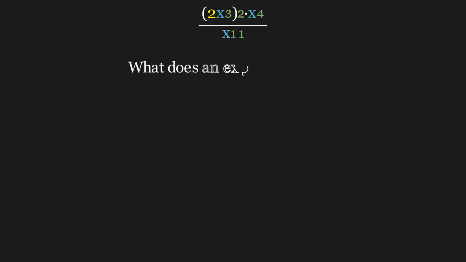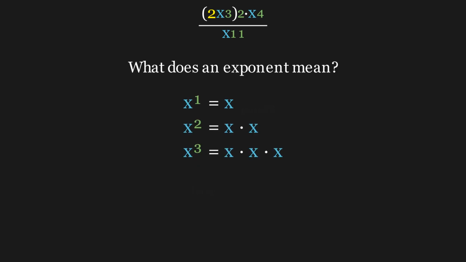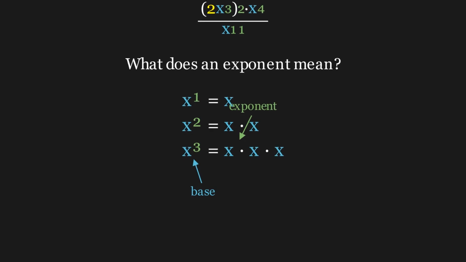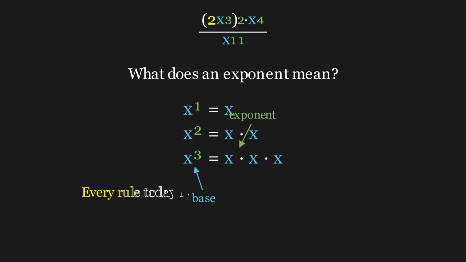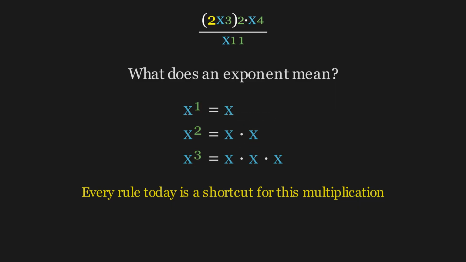Let's get into it. First, a quick refresher. An exponent just tells you how many times to multiply the base by itself. X cubed means x times x times x. The little number on top is the exponent. The big letter underneath is the base. Keep that picture in your head. Every rule we use today is really just a shortcut for this repeated multiplication.